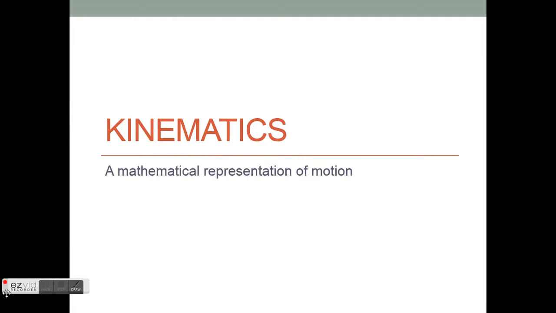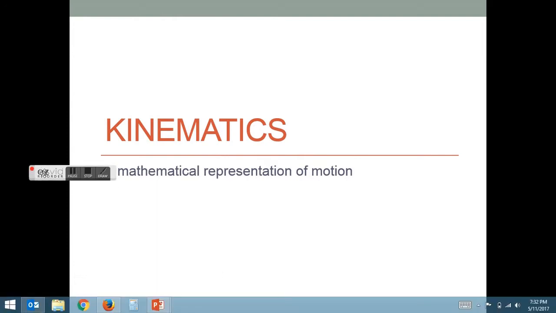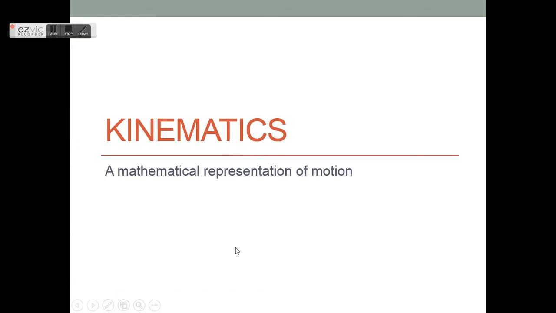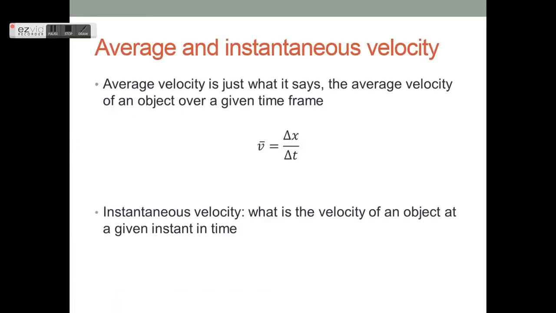Alright, so in this set of lessons we're going to start looking at this idea of kinematics, which is a mathematical representation of motion and how we can represent motion mathematically. So the first topic we need to talk about is the difference between average and instantaneous velocity.